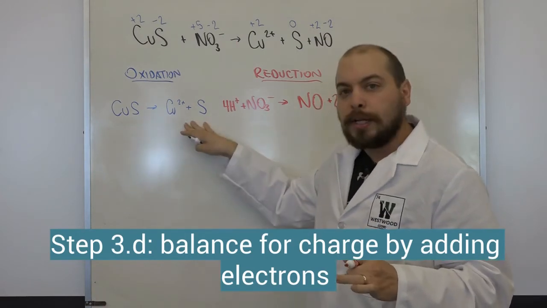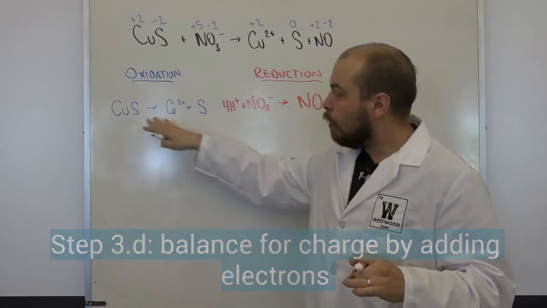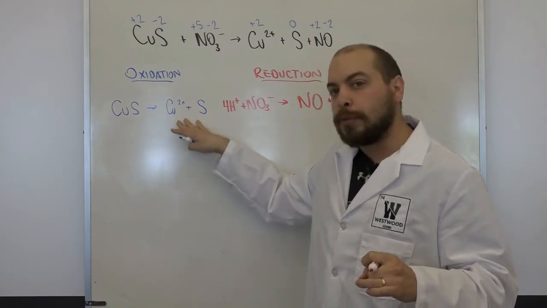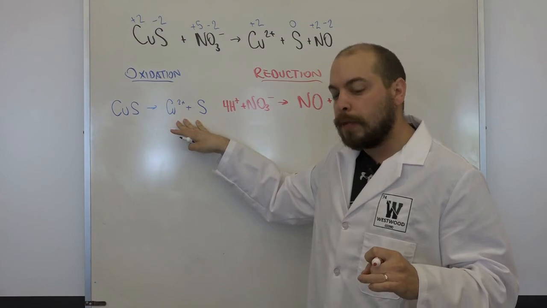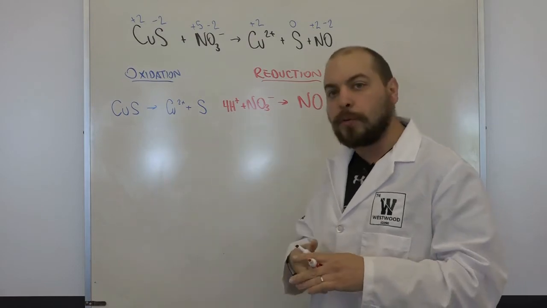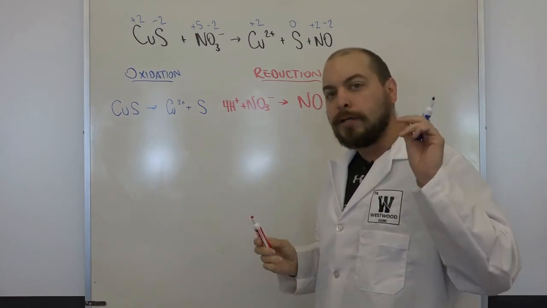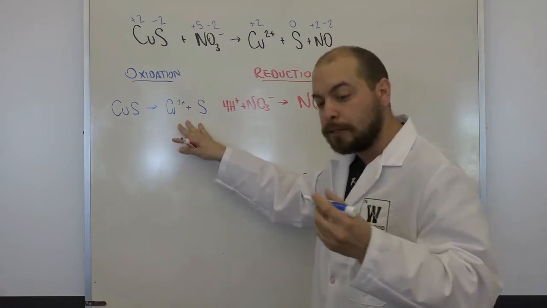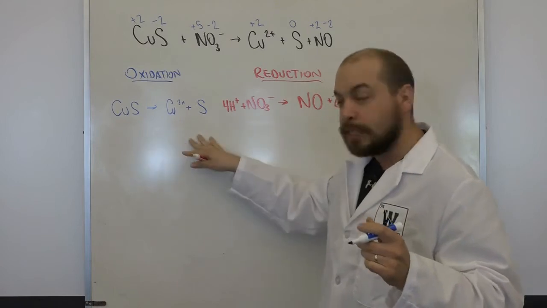If you look at our oxidation half reaction, we have a total charge of 0 on the left and a total charge of +2 on the right. Now, in order to balance for charge here, we are going to have to add 2 electrons to the product side of this half reaction. I'm going to do this underneath just to save some space.